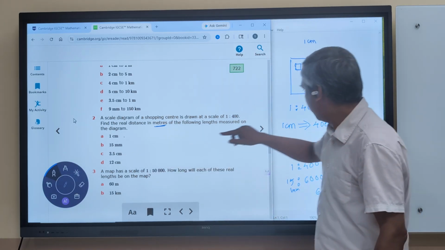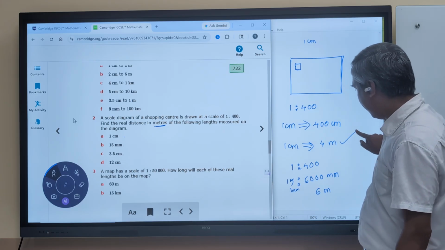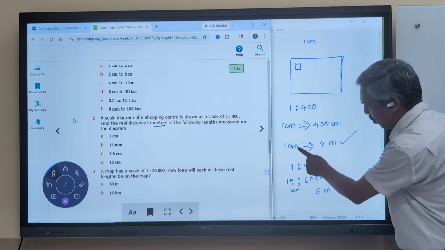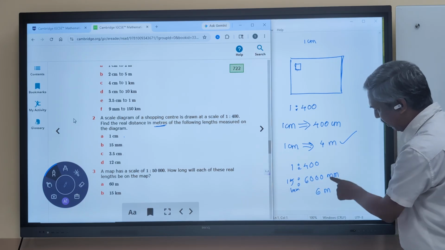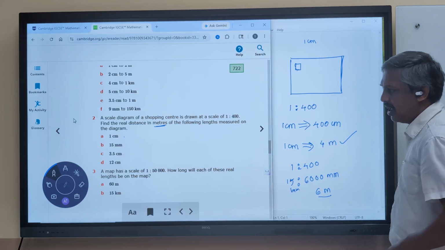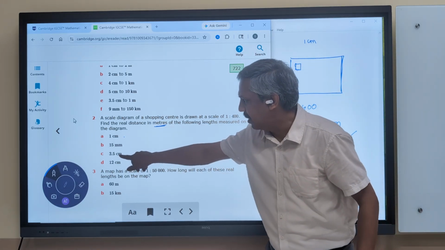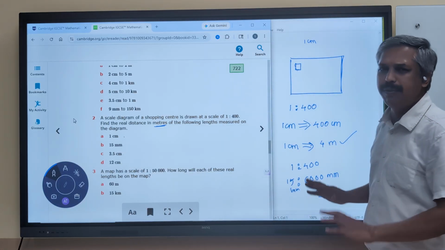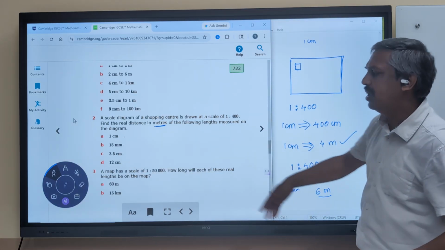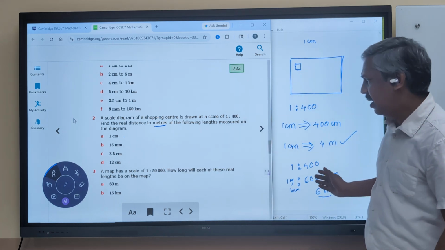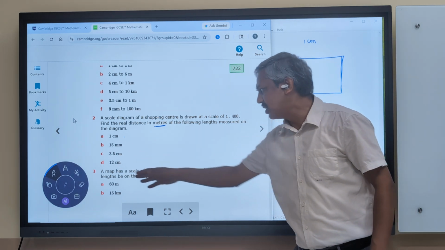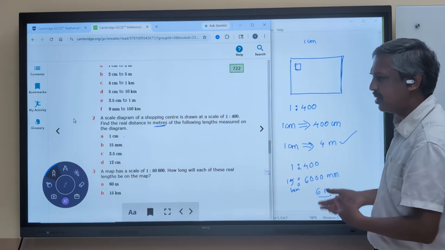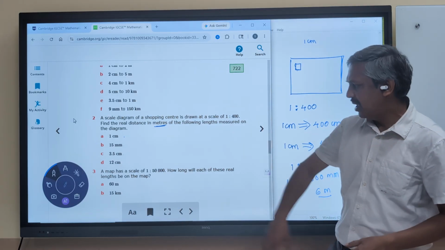If 1 centimeter was 4 meter, 15 mm is 1.5 centimeter. So 1.5 times of this will be 6 meter. And this is 3.5 centimeter, which is 3.5 times of this. So 3.5 into 4, which will be 14. You will get the answer 14. Just follow the same steps. Then for 12 centimeter, you will just get 12 into 4, that is 48. You can just follow the steps and you get the answer. Let's see the next question.